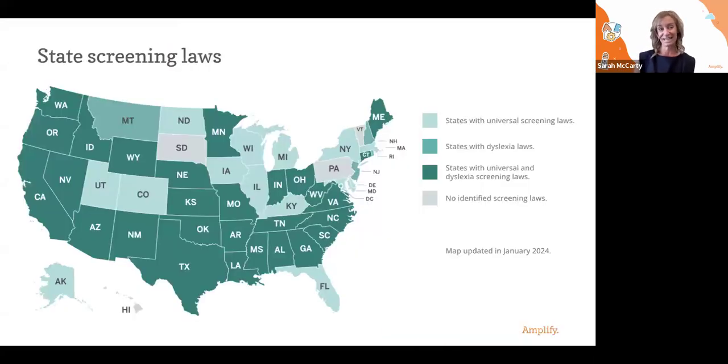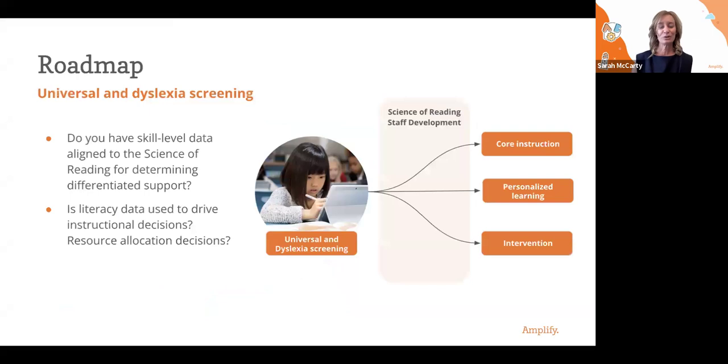So why universal screening is our starting point. Here is just a lay of the land. Where are we at as a country? Across the country, there's been a plethora of policy put into place for state screening. We see some states here that have just universal screening laws in place. Some states just have dyslexia screening laws, but the majority of states across our country at the policy level now have both dyslexia and universal screening laws, which makes starting your shift to the science of reading with your screening data an ideal starting point, right? Because that's going to be part of our why. So here's just a roadmap that we've put together for our conversation today.